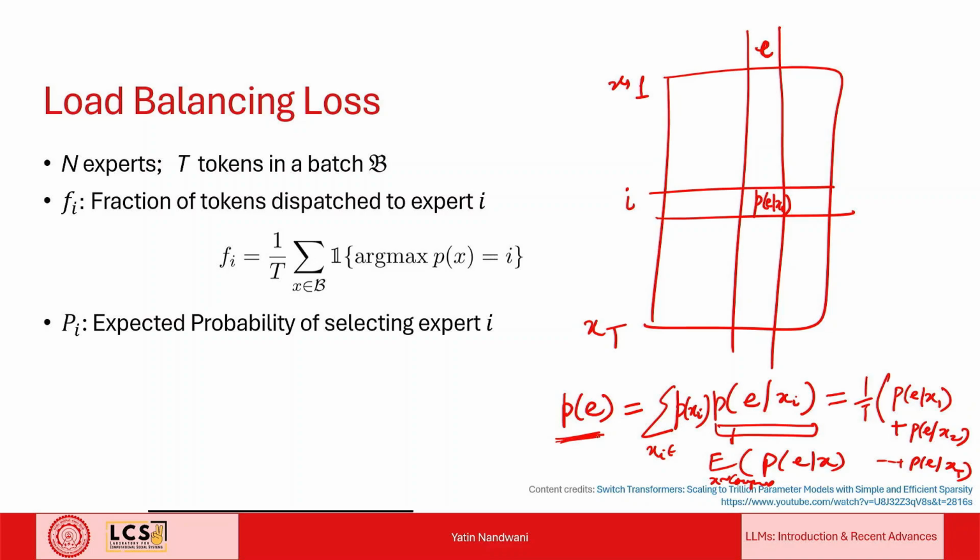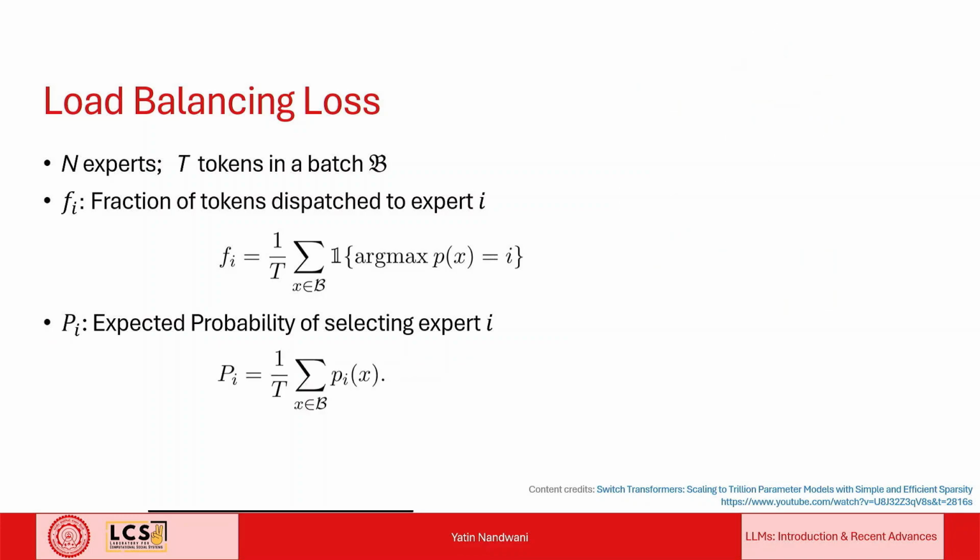P of E is the expected probability of selecting the expert E, and we are estimating it as an average of this column. What is this column? This first row has P of selecting E given x1, and so on. So again, coming back to the notation here, this term P of I is the expected probability of selecting the expert I, and this is how it is being calculated. And what was Fi? Fi was the exact decisions that were taken in that particular MoE layer, the fractions of the tokens that were actually passed on to that particular expert. And the loss that they define is simply a dot product of F and P, and we have to minimize this loss.